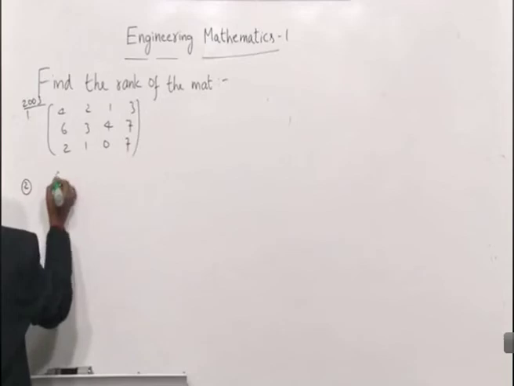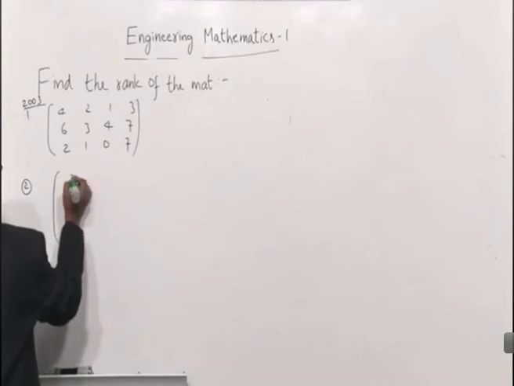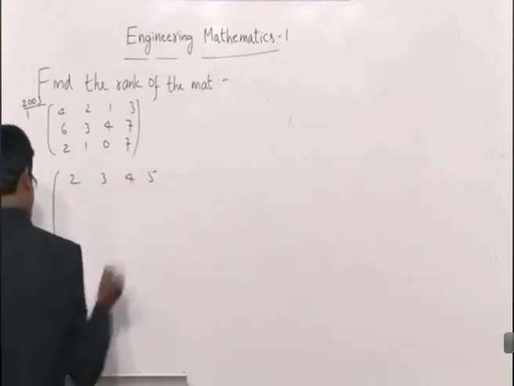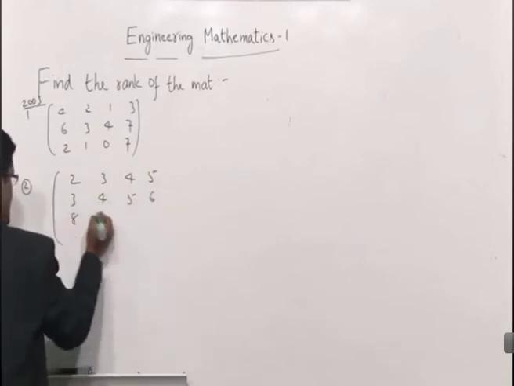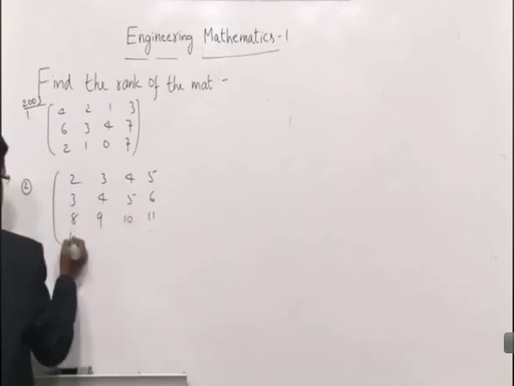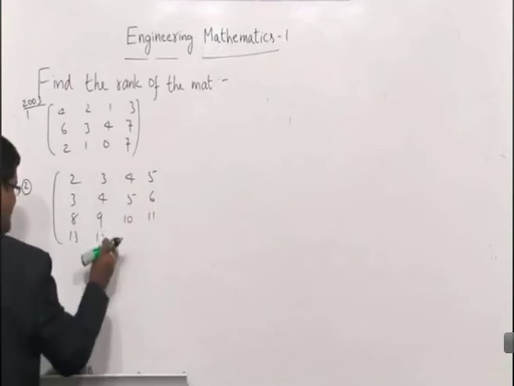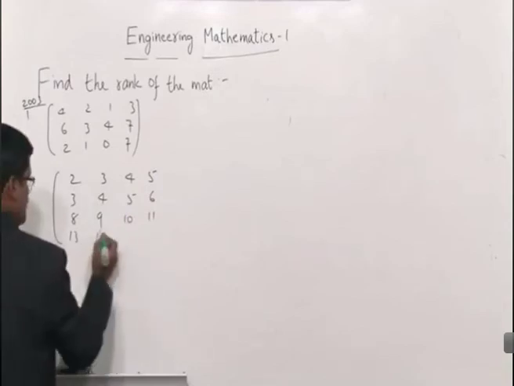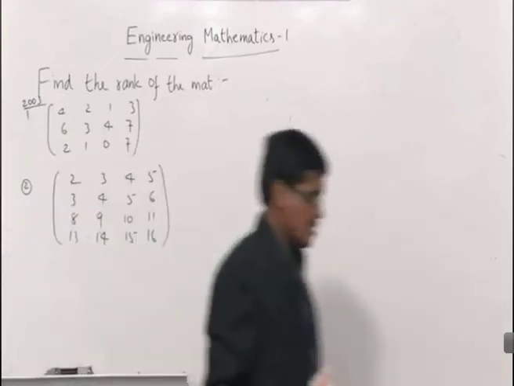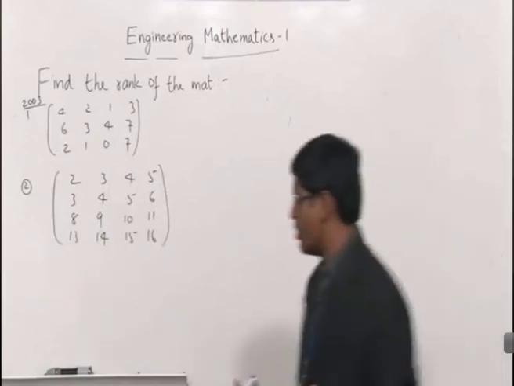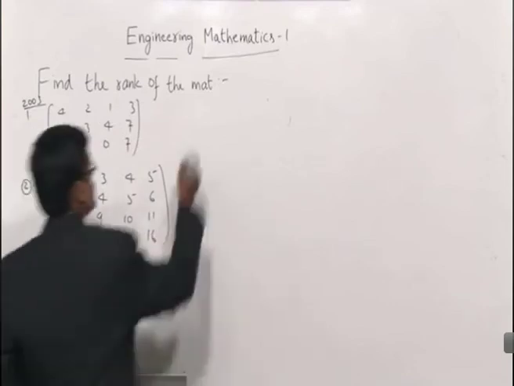Second example. 2, 3, 4, 5. 3, 4, 5, 6. 8, 9, 10, 11. 13, 12, 14, 15, 16. One is a 3 by 4 rectangular matrix, the other I took as a square matrix. And after this, 2 more problems I am giving you along with the answers. Later you check whenever you are free.